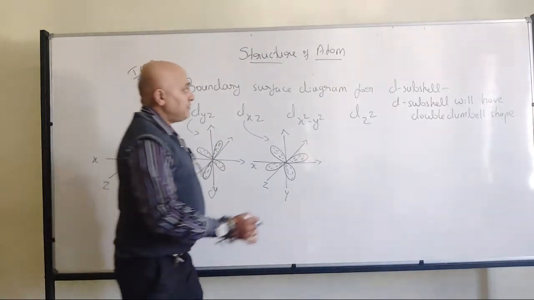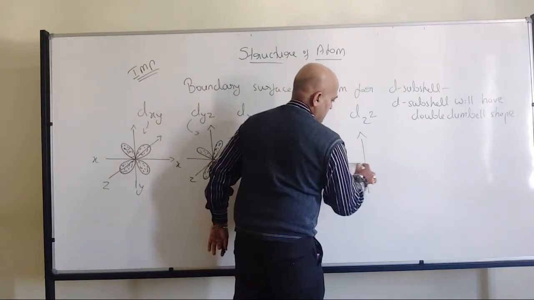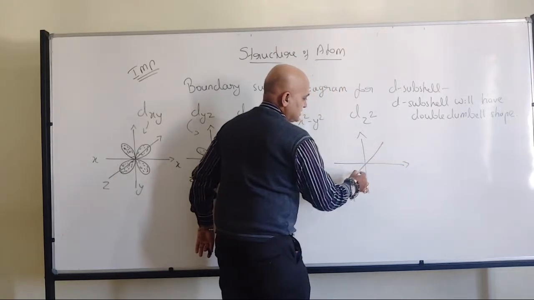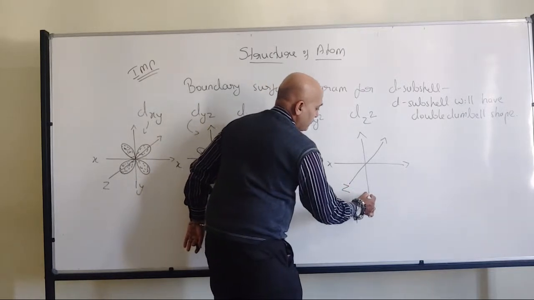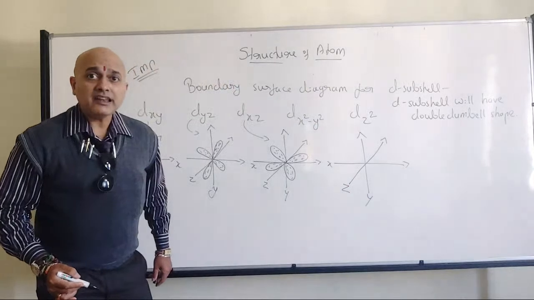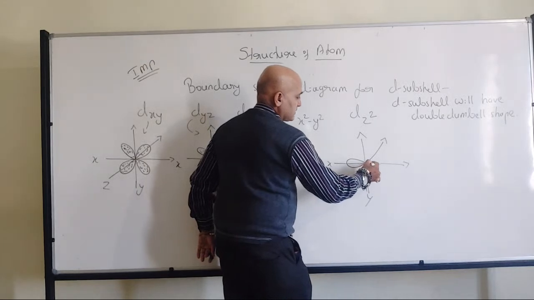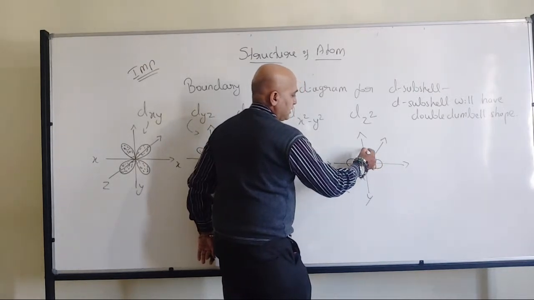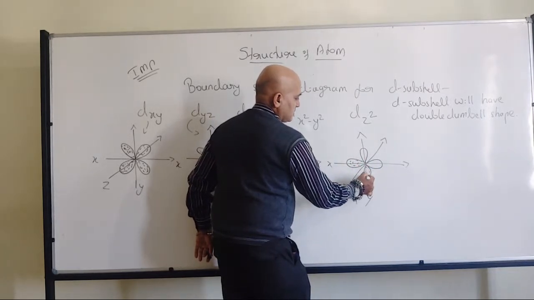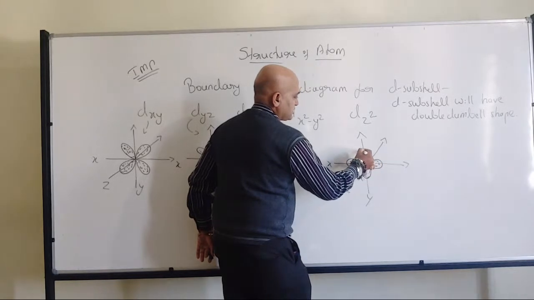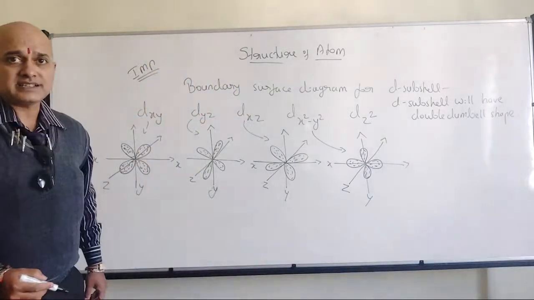So this is related to this one, this is related to this one, this is related to this one. Now when I am talking about dx square minus y square, it's very simple. Since it is x square minus y square, it should come along the x and y axis. That means like this. Don't forget, we have to show along the axis itself. Like this. All of you have understood? So that's where we have the dx square minus y square.